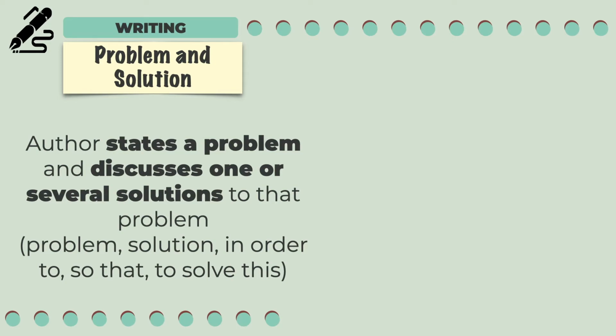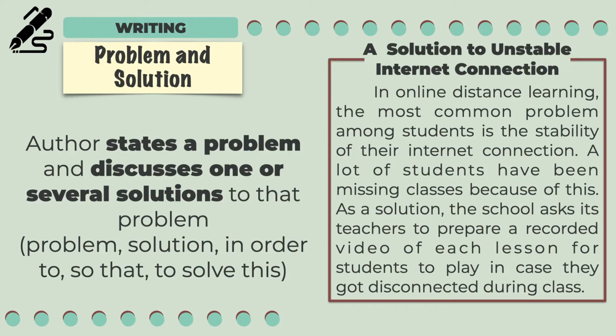The author states a problem and discusses one or several solutions in order to solve the problem. Signal words that may be used are problem, solution, in order to, so that, to solve this. Look at this text on the solution to unstable internet connection. In online distance learning, the most common problem among students is the stability of their internet connection. A lot of students have been missing classes because of this. As a solution, the school asks its teachers to prepare a recorded video of each lesson for students to play in case they got disconnected during class.